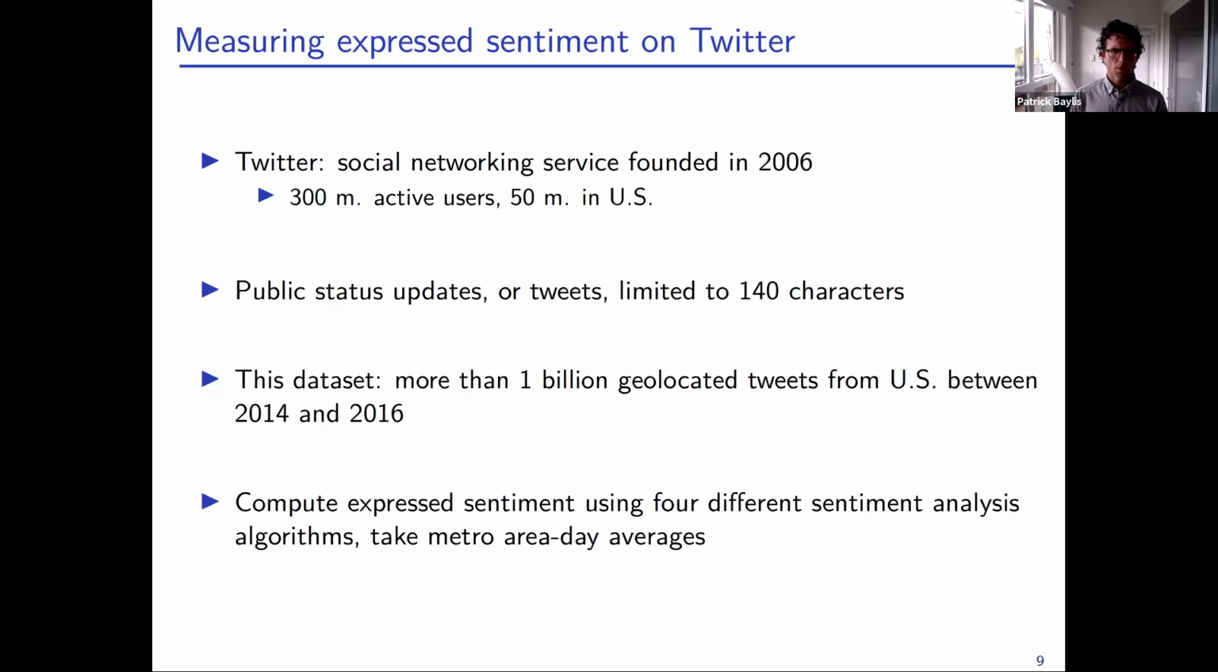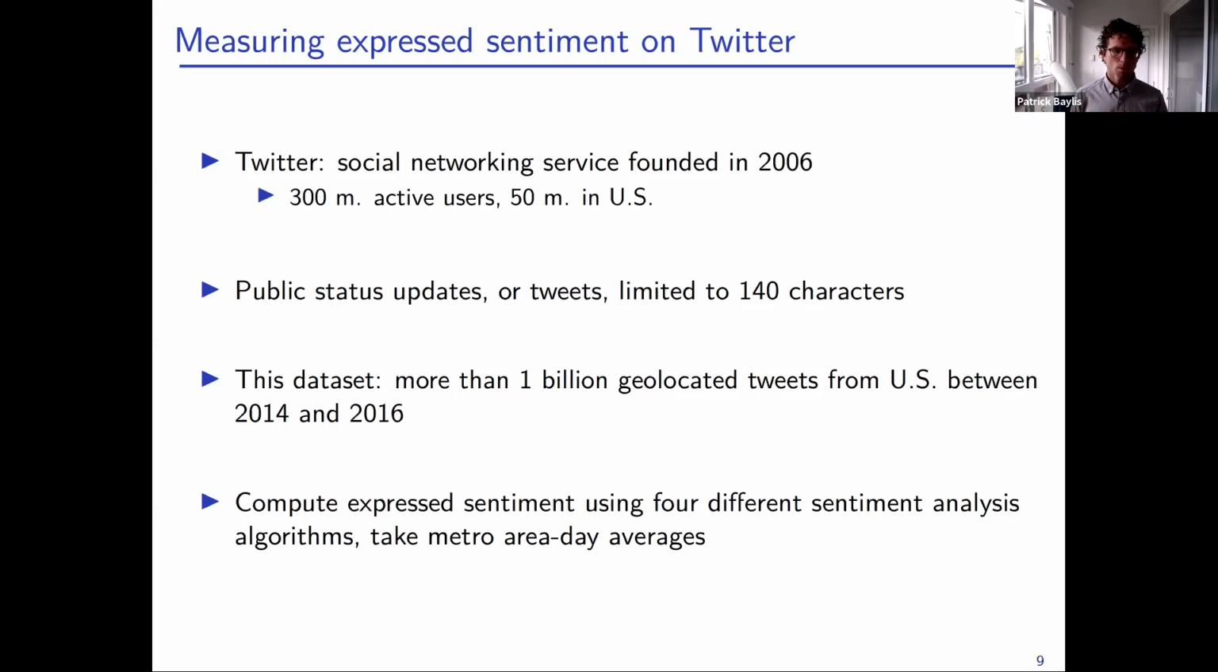And what I do to collect these data is I collect more than 1 billion geolocated tweets from the US between 2014 and 2016. Geolocated in this context means I can locate these tweets not to the precise location where they occur, but down pretty close. So maybe like a neighborhood. You can think about a neighborhood in a city. That's roughly the level of granularity that I'm going to be able to work with.